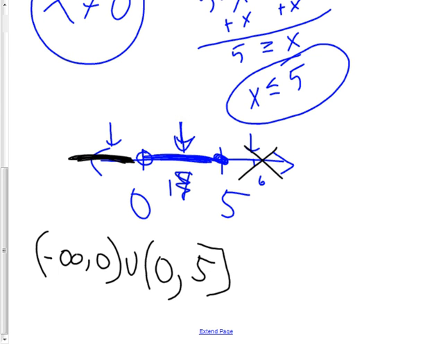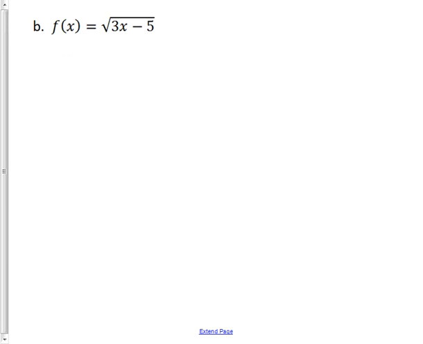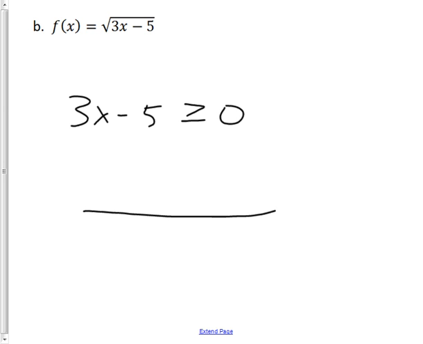You ask yourself, does it have any square roots? You ask yourself, does it have any denominators? And then you make sure that you can fix them easily. All right, does this problem have any square roots? Yes. So I have to right away set this greater than or equal to 0. And I got my key spot. Once I got my key spot, I put it on a number line, and from there it'll be easy.